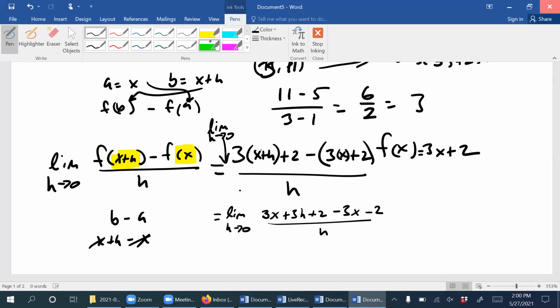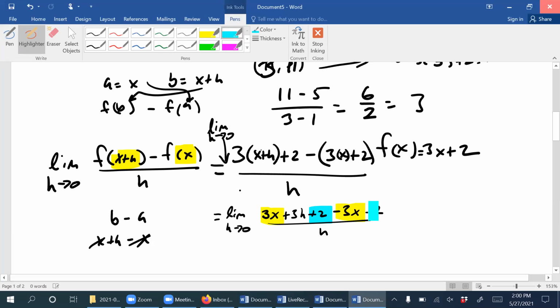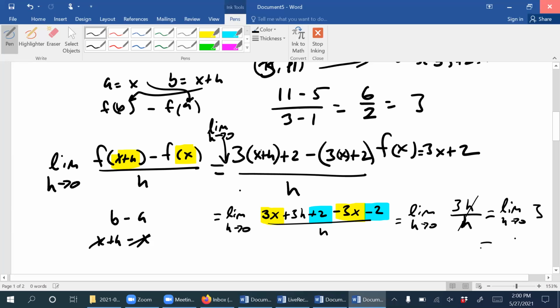Let's go ahead and get rid of our like terms. I have 3x and 3x. I have 2 and 2, exactly what we did last time. We end up with a limit, h gets closer to 0, of 3h over h. Oh, lucky for us, we can divide the h's out now. Exactly what we said last time, we want to make sure we cancel out the h's. We're left with the limit, as h gets closer to 0, of 3. Hey, there are no h's left. The answer is just 3.